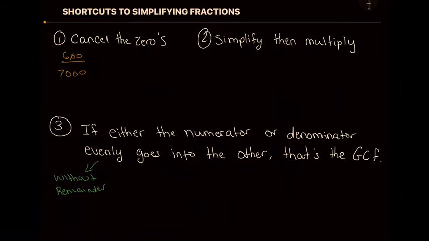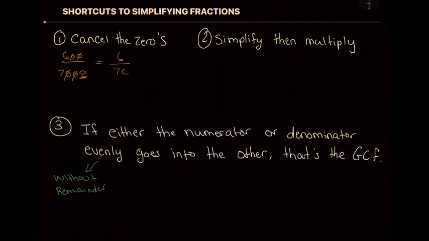So we cancel 1 zero from the numerator and 1 from the denominator, another from the numerator and another from the denominator, and we see that there's 1 zero left over, which we cannot cancel because there isn't another zero in the numerator. So that gives us 6 over 70.